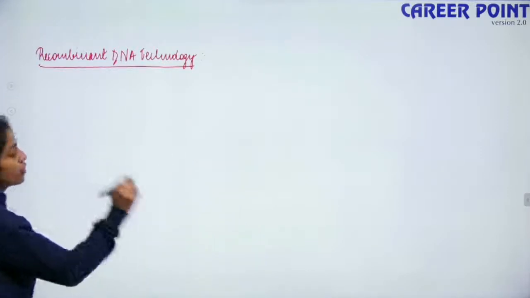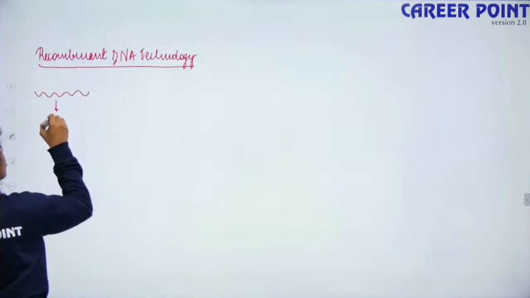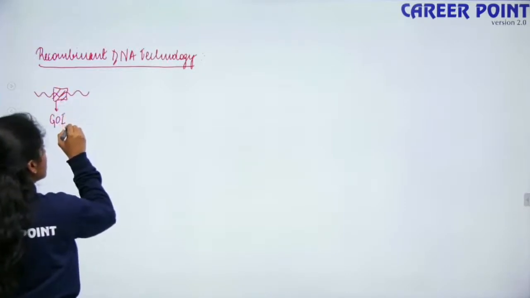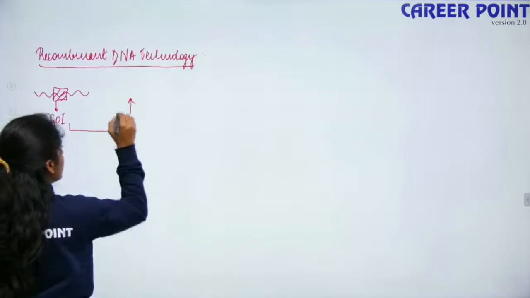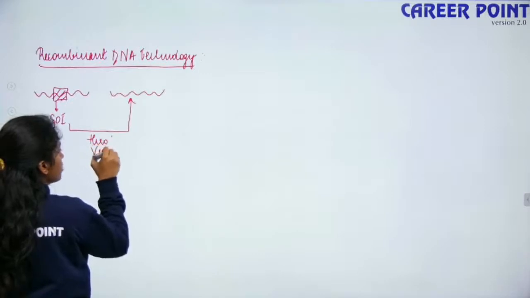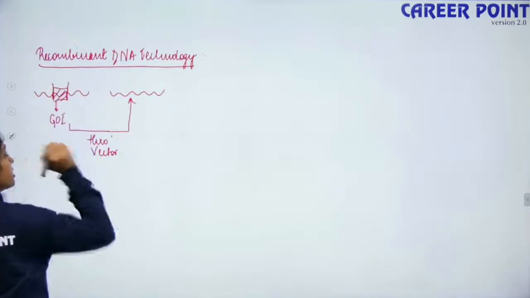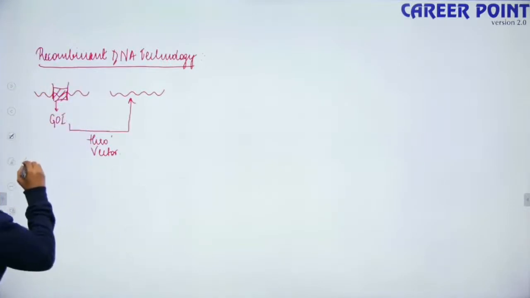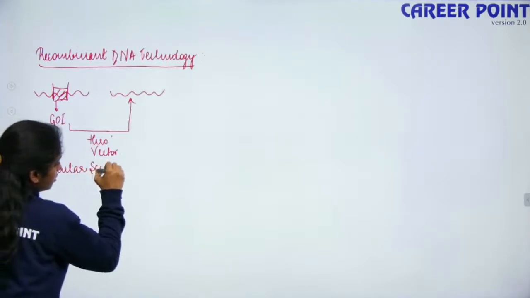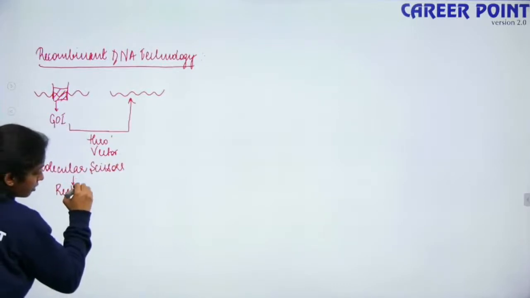So how do you do recombinant DNA technology? From a particular DNA, I find my gene of interest, and I have to insert this gene of interest into another DNA through a vector. This is the concept that we are talking about. But from the entire DNA, for me to cut out this gene of interest, I need molecular scissors. That molecular scissors is known as restriction enzyme.